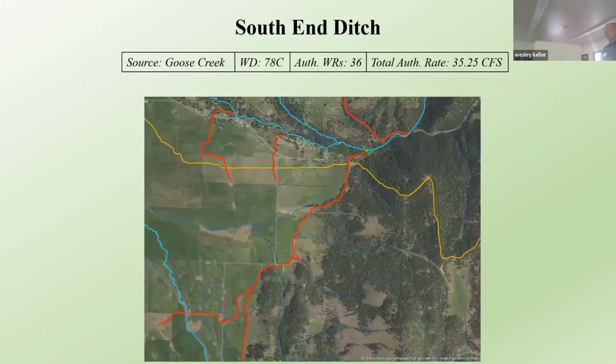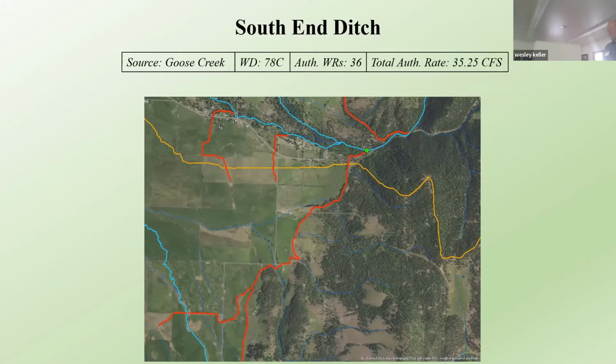Next is the South End Ditch, which is sourced from Goose Creek. It is also in Water District 78C, has a total of 36 water rights associated, and has a total authorized rate of 35.25 CFS.